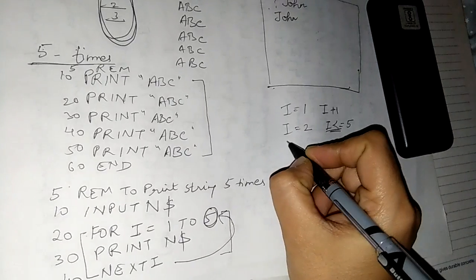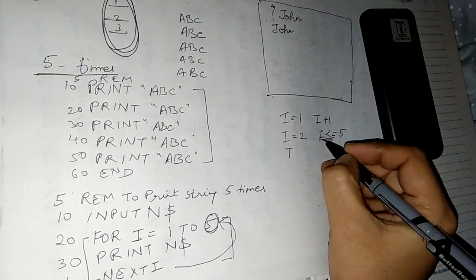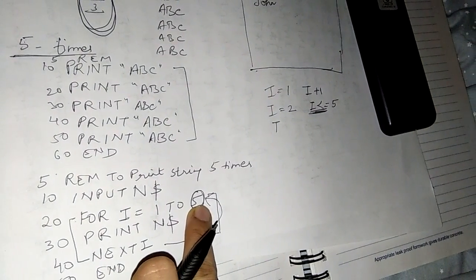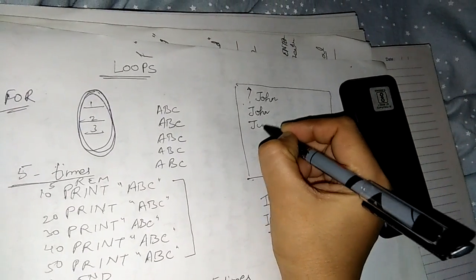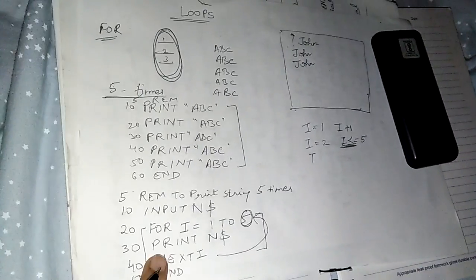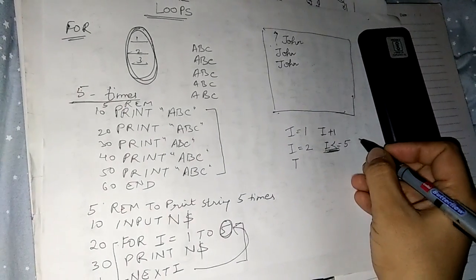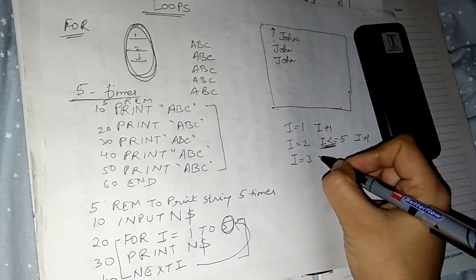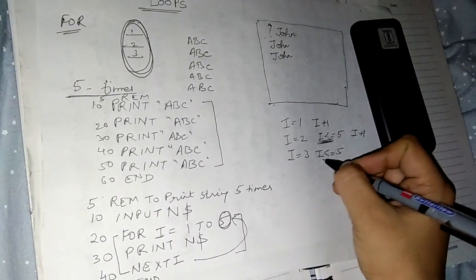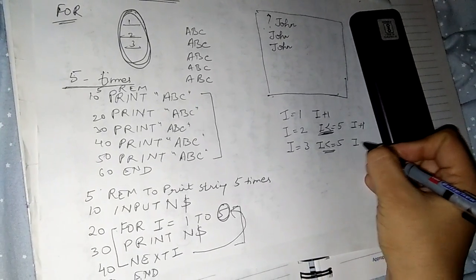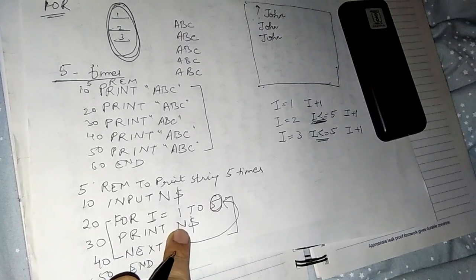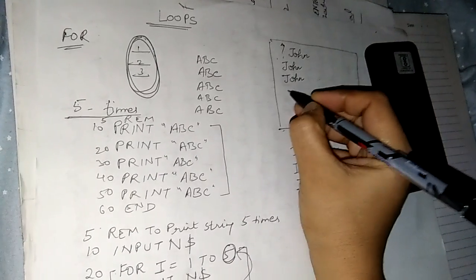Okay, then it will check for this. Then when I is 2, 2 is less than or equal to 5. It is true, so again it will run. Again John will be printed. Then next time, I is increased by 1. I becomes 3. It will check this condition. After checking the condition, the value will be increased and it will be printed a third time.